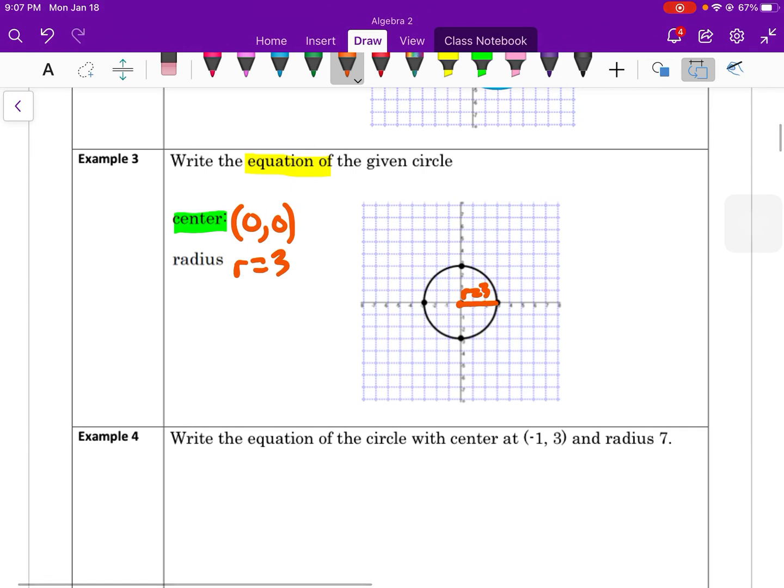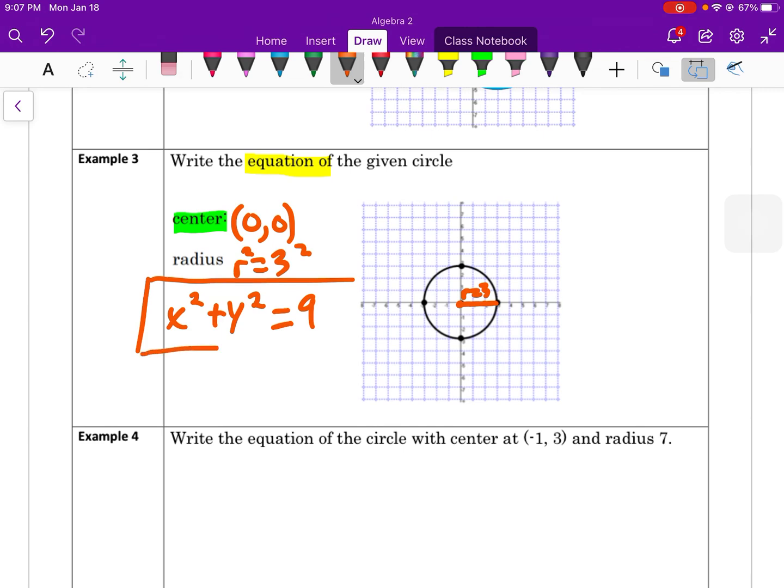And when it's of the form x squared plus y squared equals r squared, well, if we square 3, 3 squared is 9. So this would be the equation centered at the origin with a radius of 3 units.